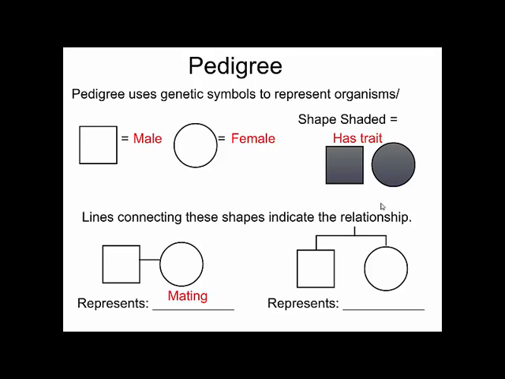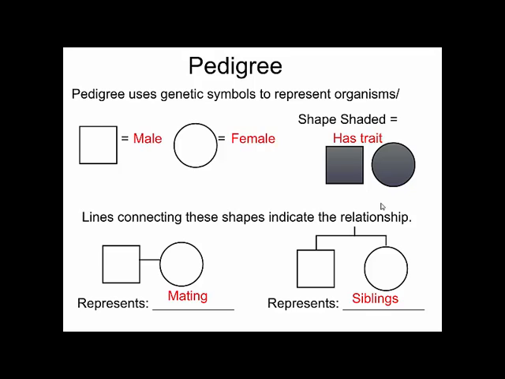This shape, which is kind of like an upside down Y, represents siblings. These two would be connected. You'd have a mating pair, then you'd have the vertical line coming down, and then branching off into squares and circles, or two circles if you had two daughters.